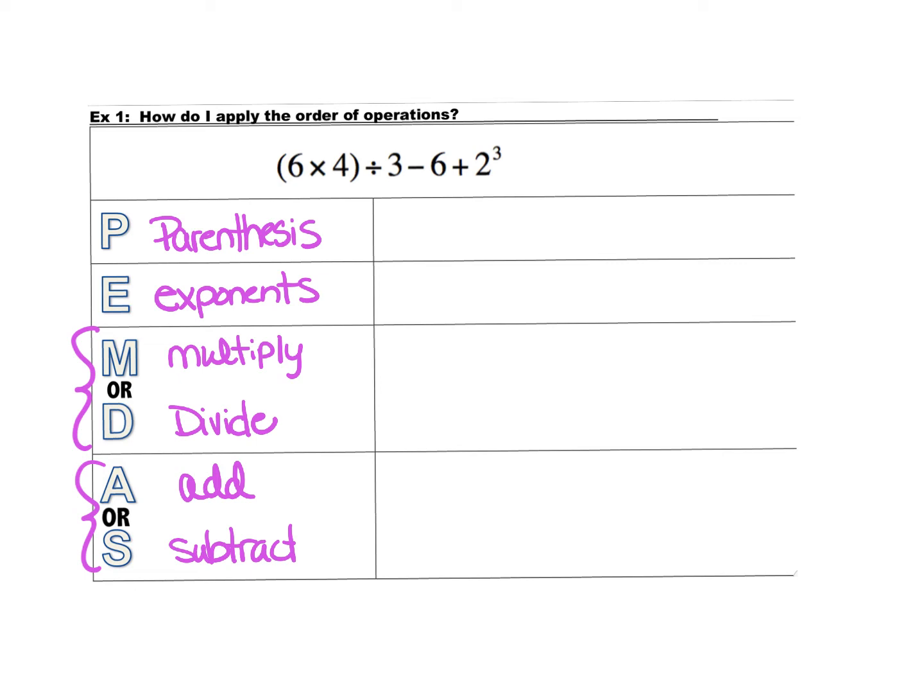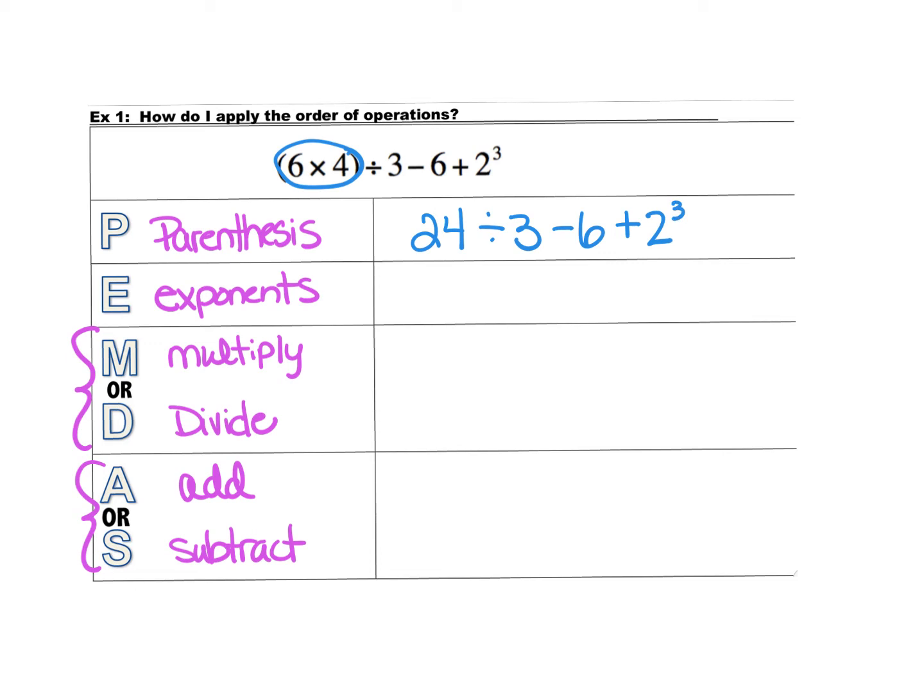All right, so we're going to take a look at the parentheses first. So let's simplify what's in the parentheses before we do anything else. So we're going to take this 6 times 4 and we're going to have 24. So I'm just going to rewrite what I have left in my problem. I have 24 divided by 3 minus 6 plus 2 to the third power.